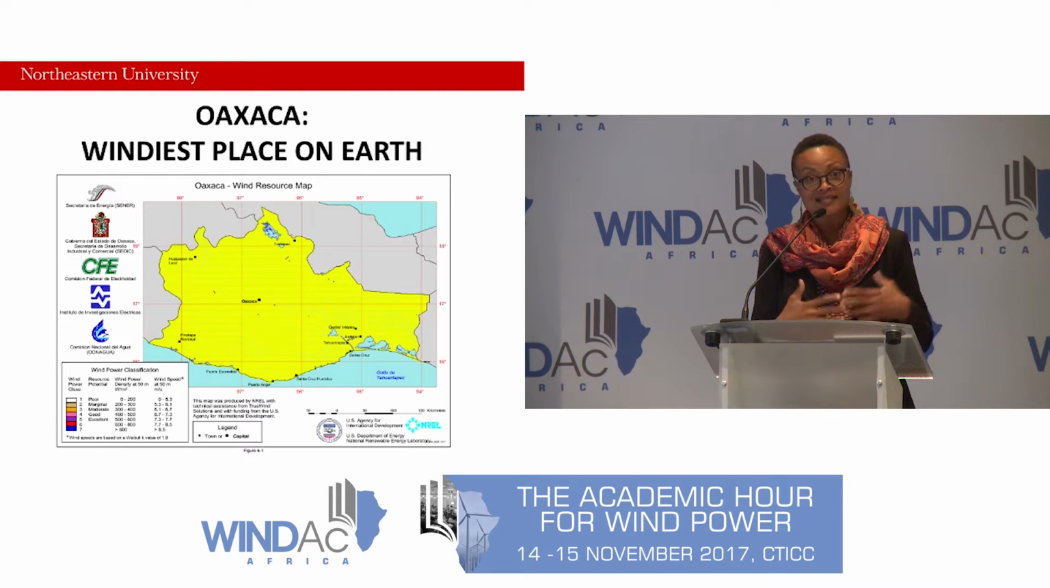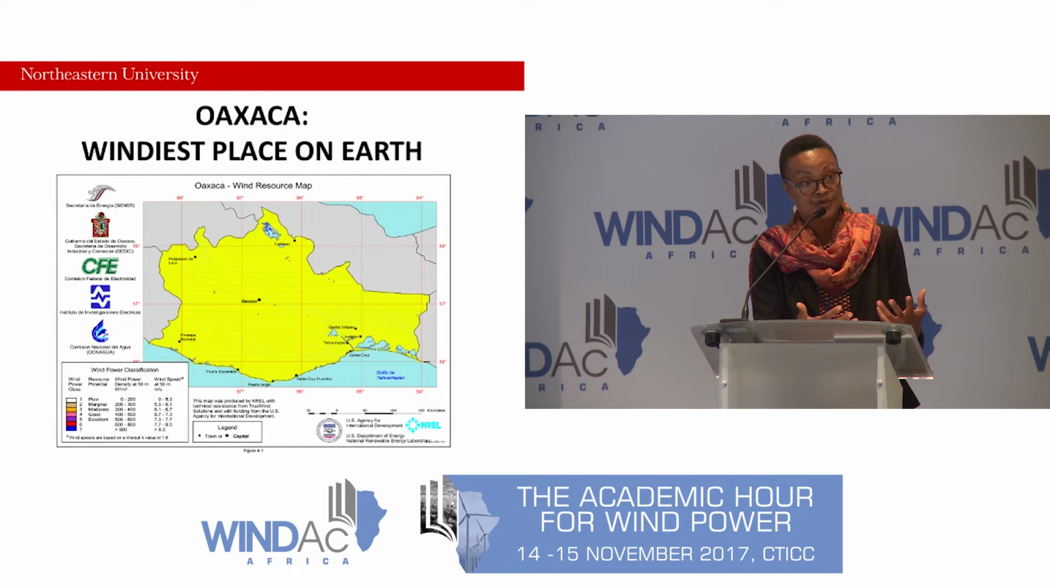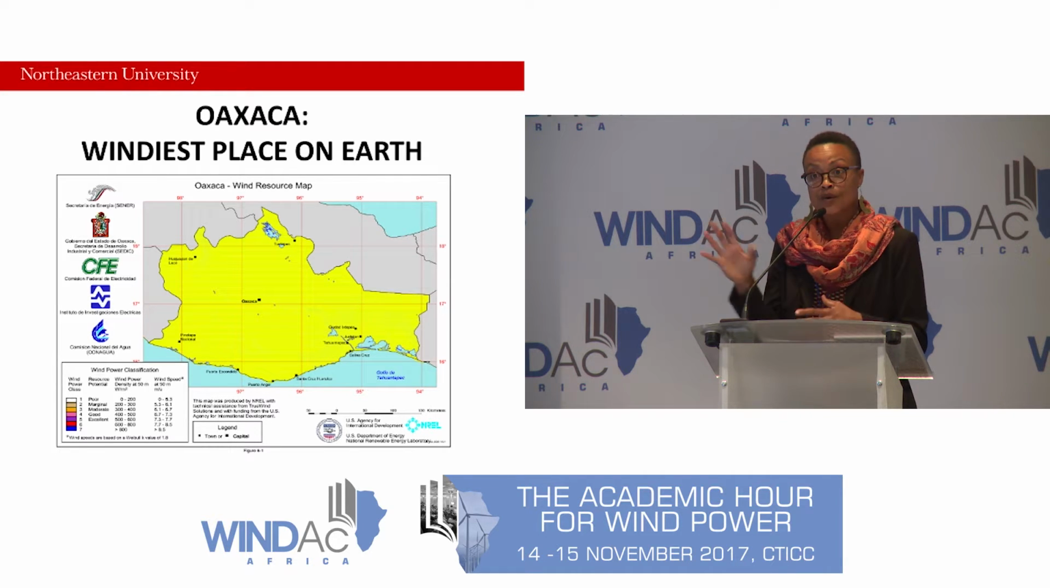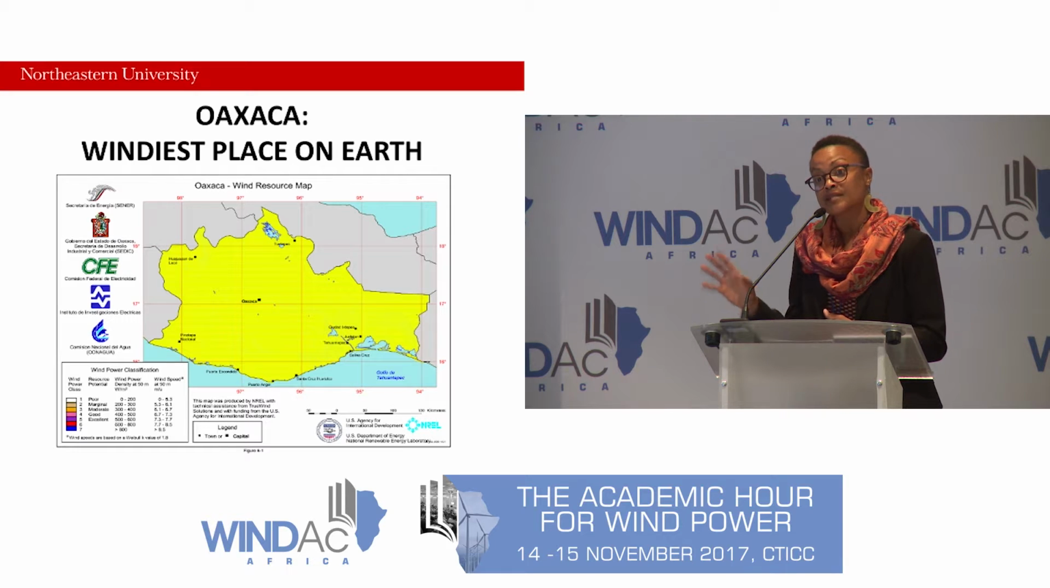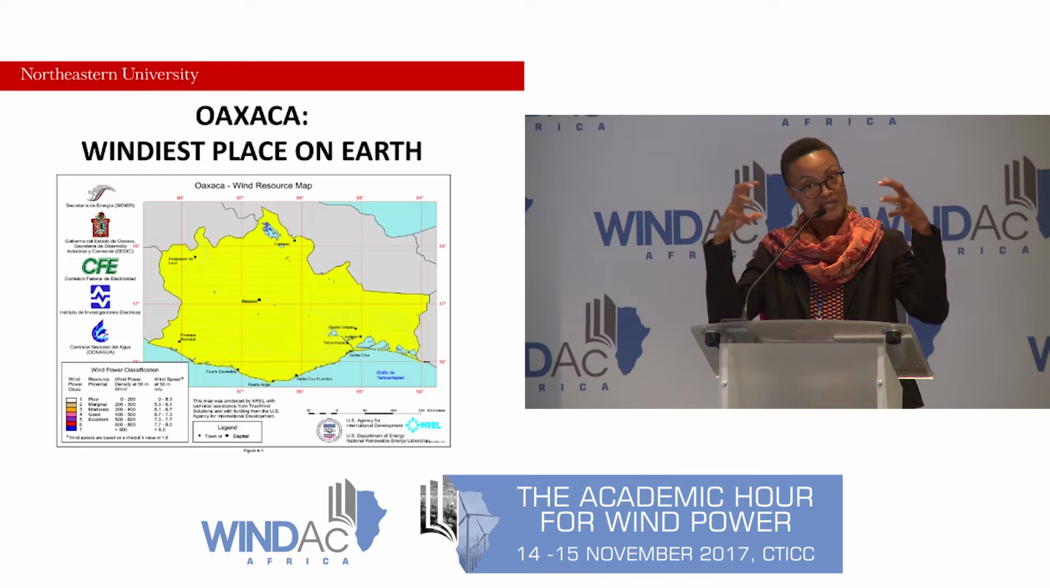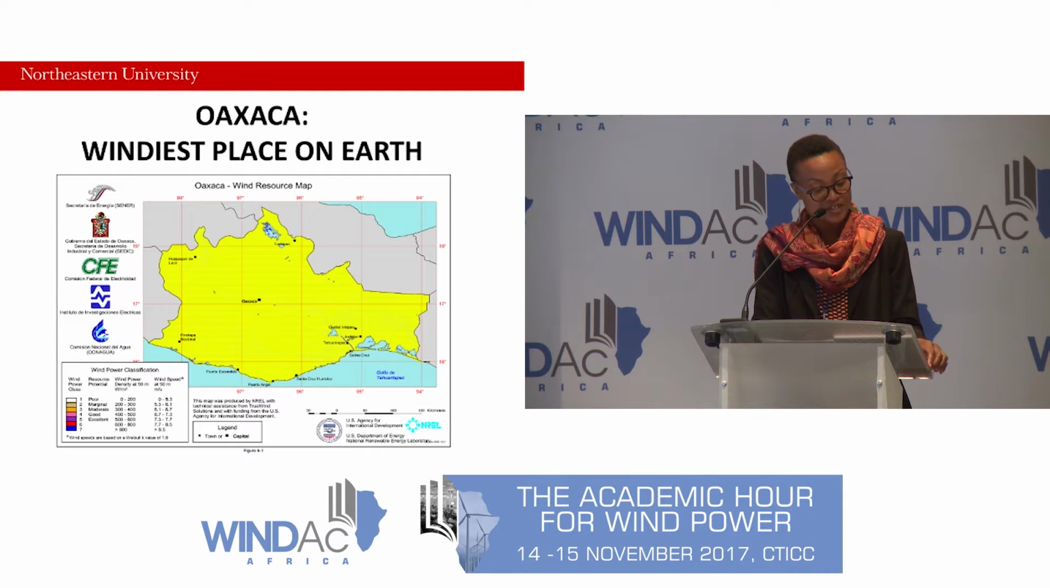Oaxaca, as a state, is the second poorest state in the country of Mexico, which itself is a developing country. So if that gives you an idea of the poverty there, it's pretty extensive. And there are also no fewer than 14 indigenous groups that live in this state. And these are indigenous groups that speak specific and distinct indigenous languages.